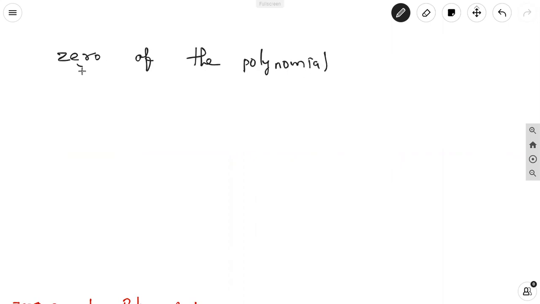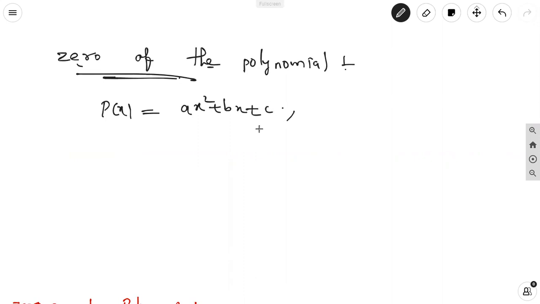Let us discuss a topic, zero of the polynomial. Here, zero of the polynomial means, generally we can take the notation of the polynomial as p of x. That p of x can be expressed in the form ax square plus bx plus c, which is the general form of the polynomial. It is a second degree polynomial for all a, b, c belongs to real numbers.